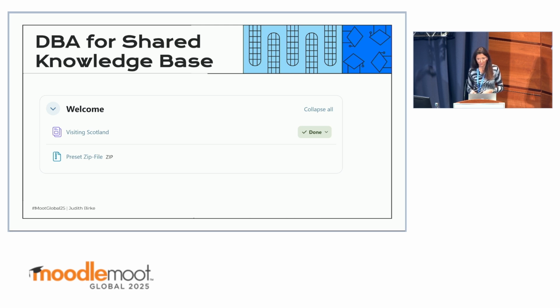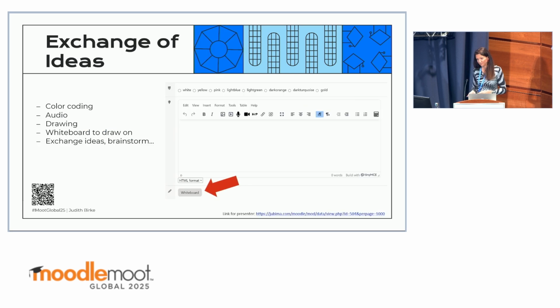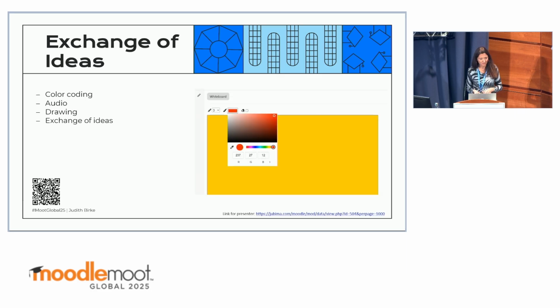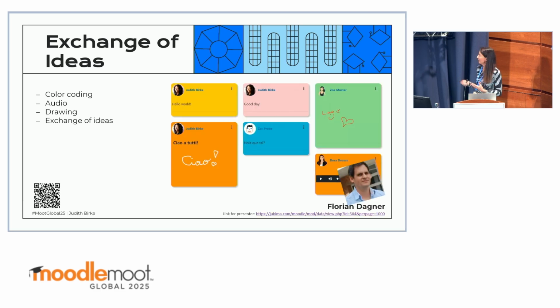Now, something else you could do is create a board. This is a template by a colleague called Florian Dagner. I think it was him, yes, who provides us with the possibility to create post-its. You pick the color, you add whatever you want to, and at the bottom you can also open a whiteboard, which then looks like this, where you pick your color, there's even an eraser, you can draw things, things you can do on a board. And then at the end, it might look like this.